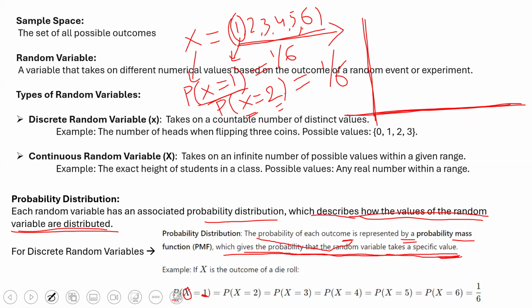Is this confusing or clear? Clear for everyone?